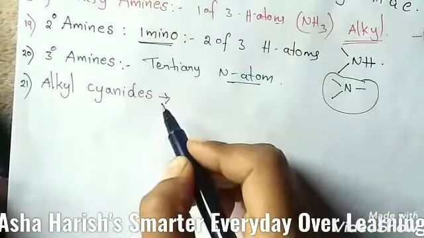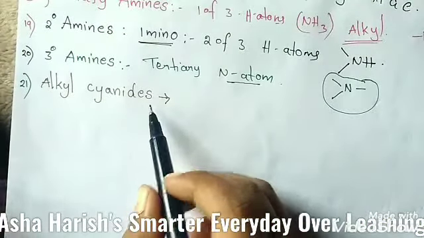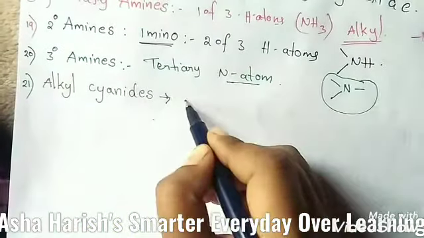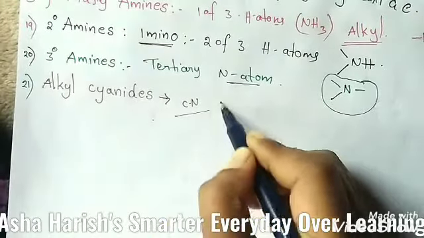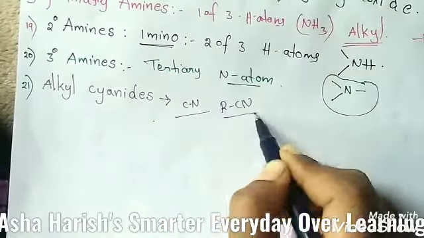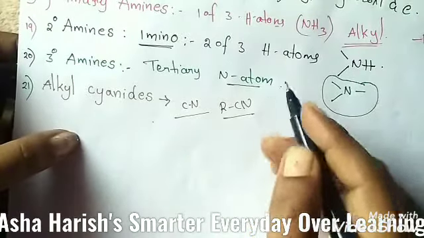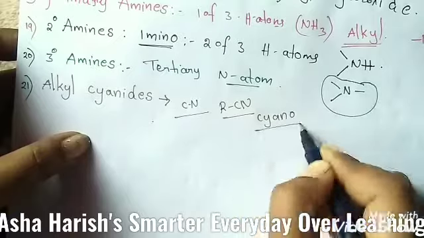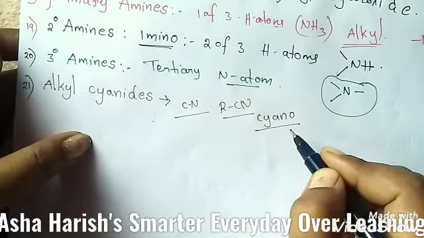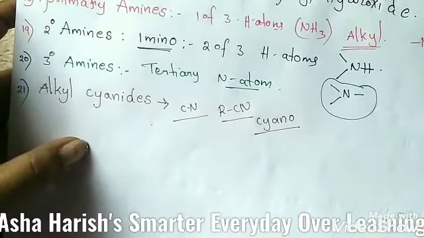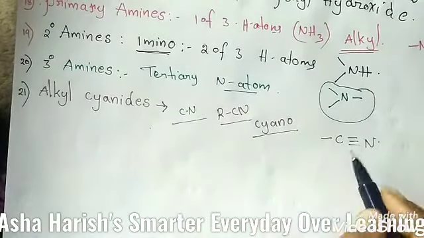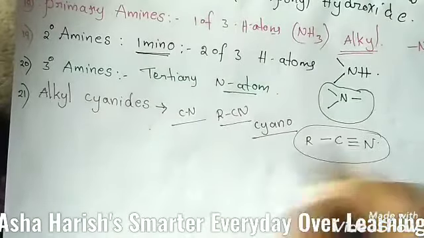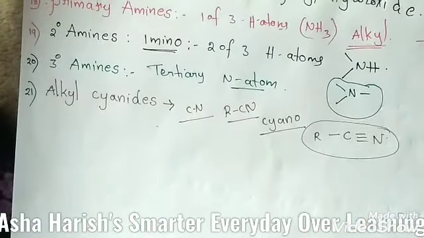And the next one, number 21, alkyl cyanides. This is the class of the organic compounds in which an alkyl group is attached to the carbon of CN group, that is RCN, we can represent like that, alkyl cyanides. And here cyano, C Y A N O, cyano is the name of the functional group, and the structure should be C triple bond N. Here you can take R, any compound you can take, that's about alkyl cyanides.